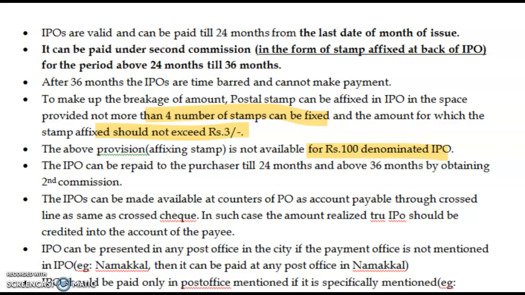Okay, the IPO can be repaid to the purchaser after 24 months and up to 36 months by obtaining second commission. The IPO can be made payable at the counters of post offices as an account payee through crossed lines, the same as crossed cheques. In such a case, the amount realized through the IPO should be credited into the account of the payee.